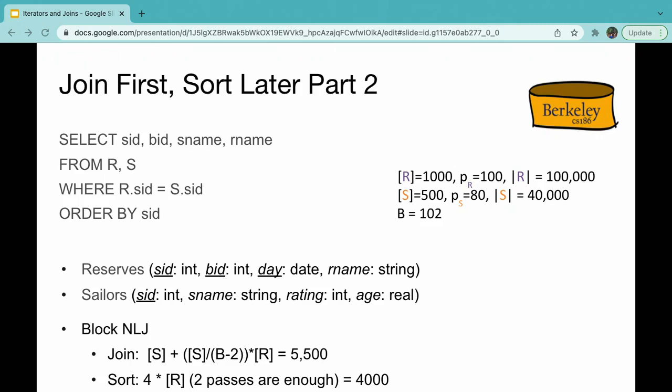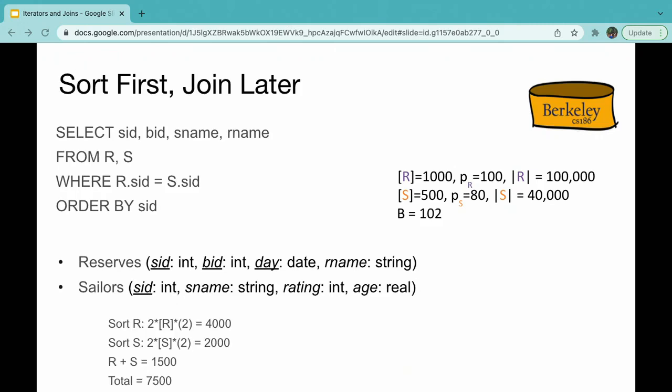Now let's compare that to sort merge join. If we sorted first and then joined later, the cost of sorting R here would have been 4,000. The cost of sorting S would have been 2,000. And then the single scan R plus S would just be 1,500.